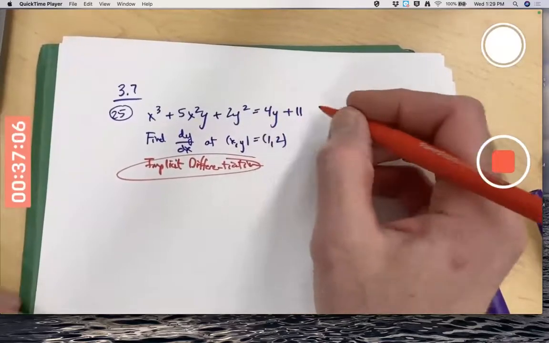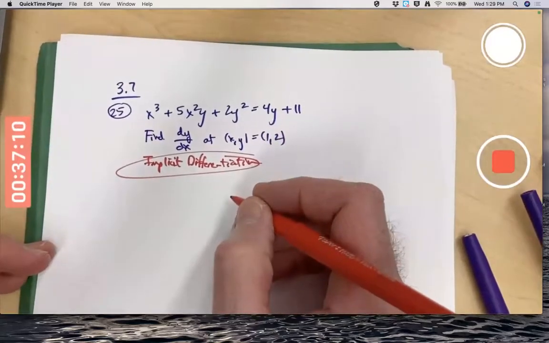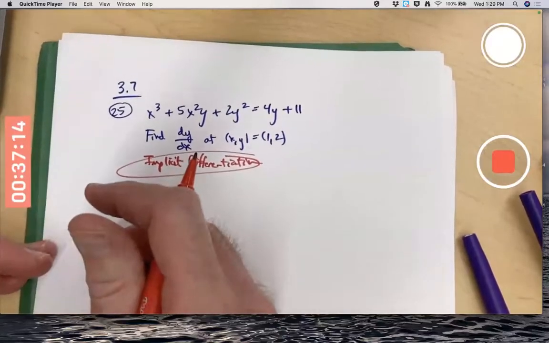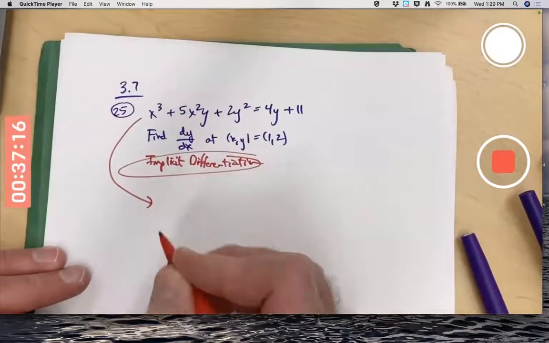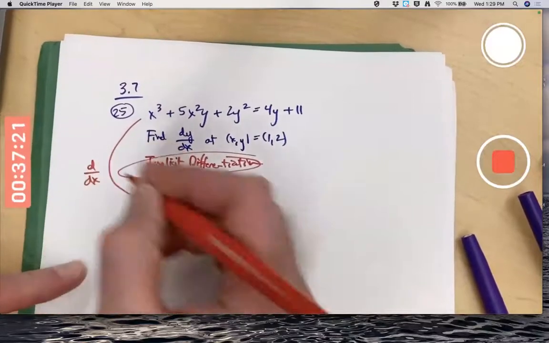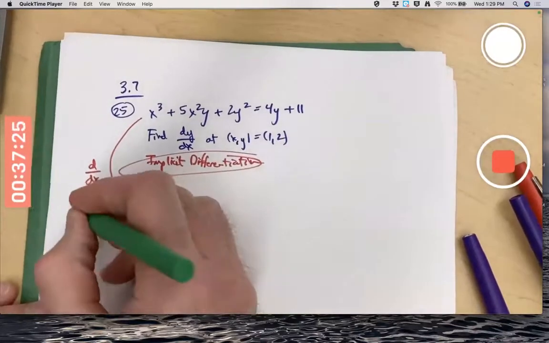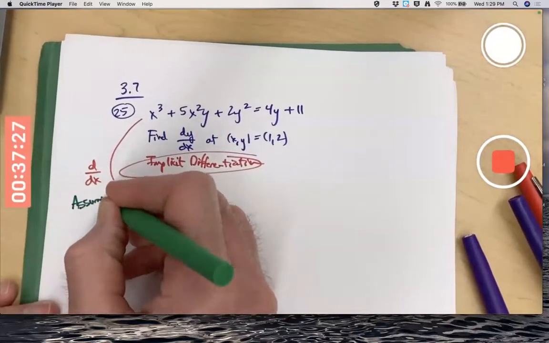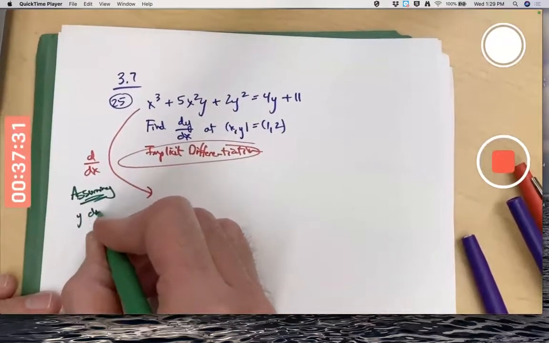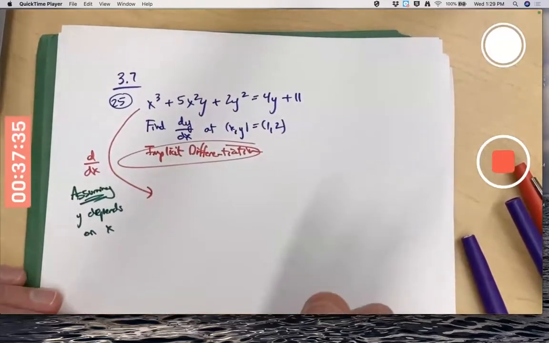But this implicit definition still holds. I can still find derivatives of y with respect to x in this context, but I have to be extra careful how I do it. Listen really carefully. This is difficult for most people. What I'm going to do is differentiate both sides with respect to x, making another assumption here, assuming y depends on x. Assuming that.